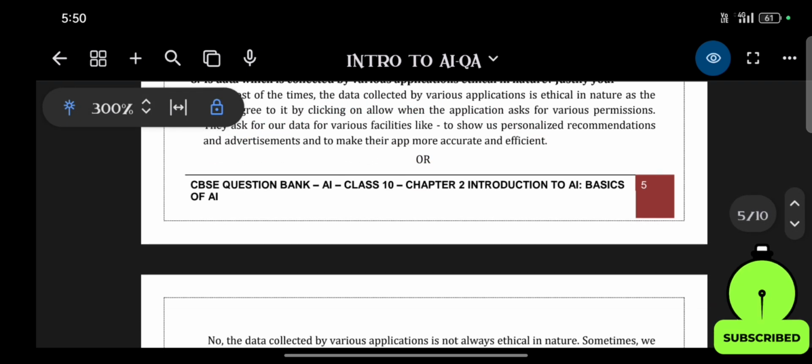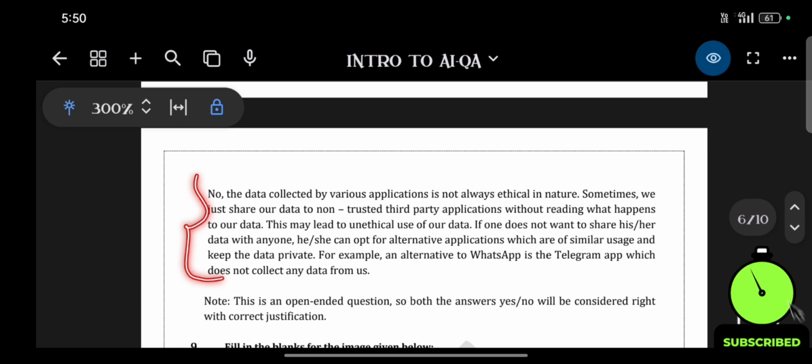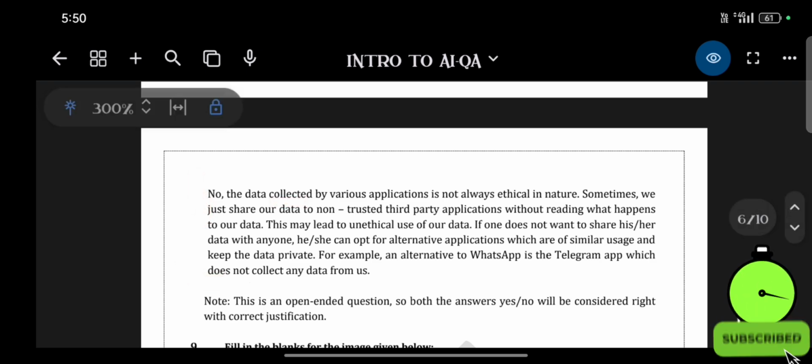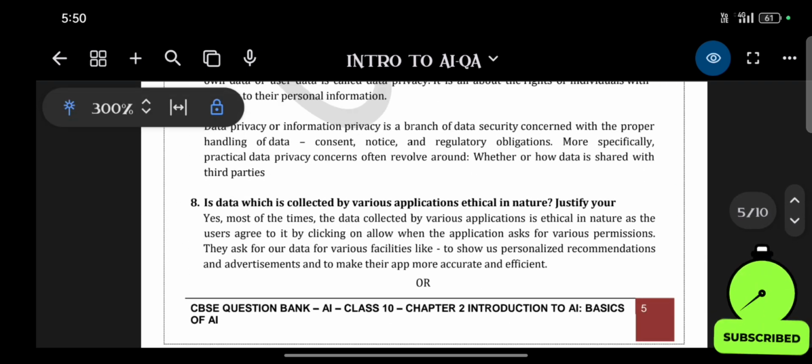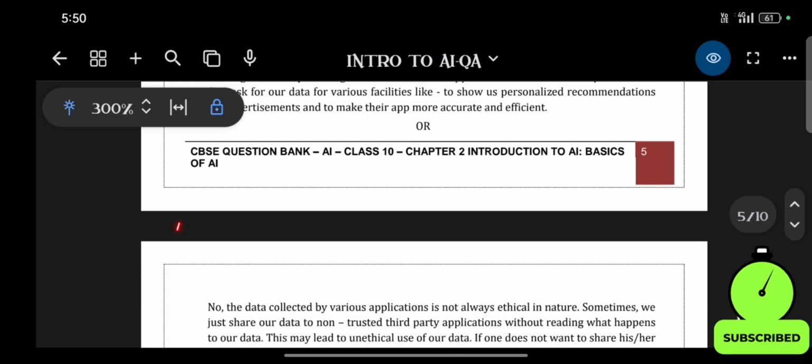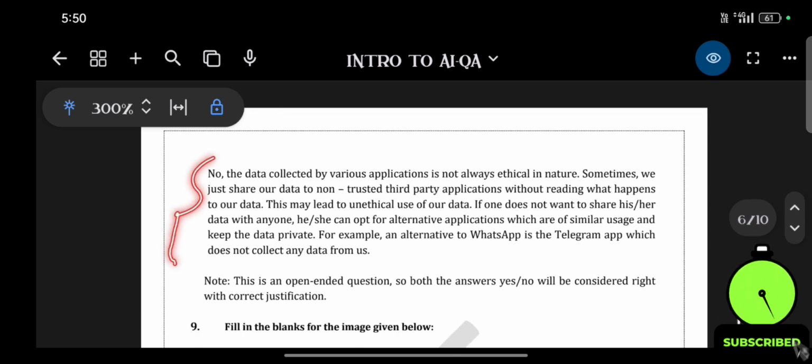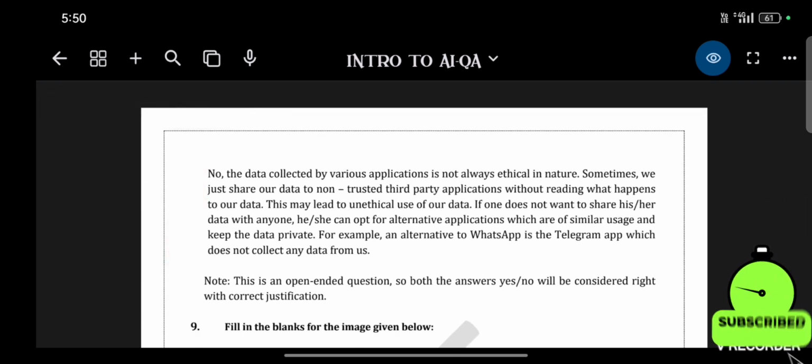Or you can write this one also. If you go through yes, then you have to give the justification of this. If you go through no, then you have to give the justification of no. So no, the data collected by various applications is not always ethical in nature. Sometimes we just share our data with non-trusted third-party applications without reading what happens to our data. This may lead to unethical use of our data.